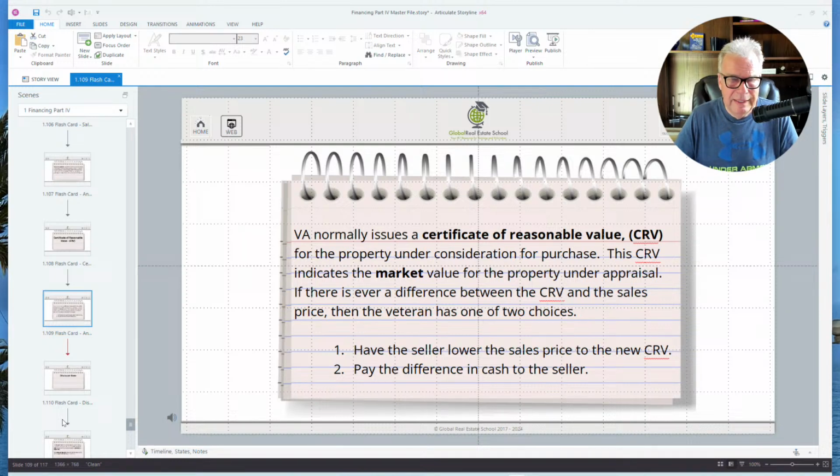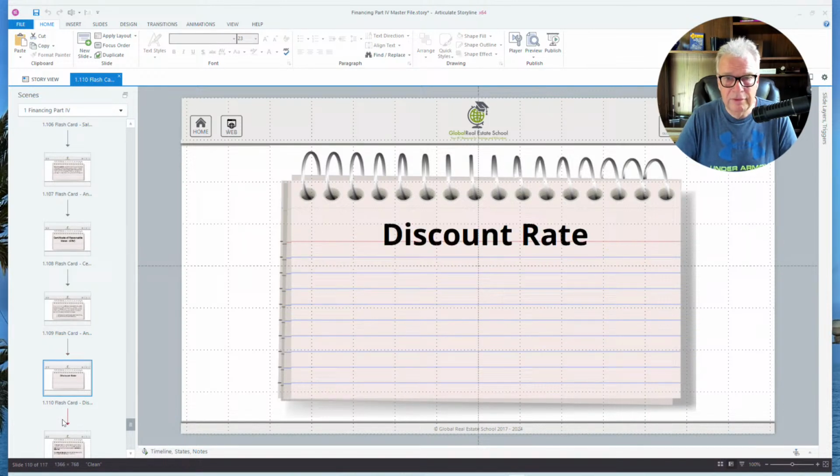And I have a note here that if there's ever a difference between the CRV, the certificate of reasonable value, the appraisal, and the sales price, these are on VA loans only, the veteran has one or two choices. They could have the seller lower the sales price to the new appraised value, whatever that is, certificate of reasonable value, or the veteran could pay the difference in cash.